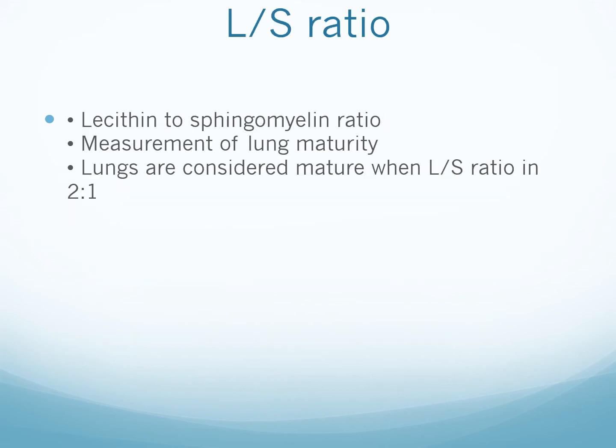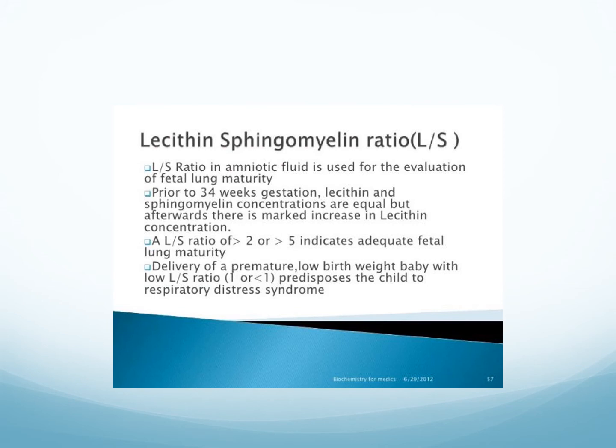LS ratio. Lecithin to sphingomyelin ratio. Measurement of lung maturity. Lungs are considered mature when LS ratio is 2 to 1. LS ratio in amniotic fluid is used for the evaluation of fetal lung maturity. Prior to 34 weeks gestation, lecithin and sphingomyelin concentrations are equal, but afterwards there is a marked increase in lecithin concentration. A LS ratio of greater than 2 or greater than 5 indicates adequate fetal lung maturity.